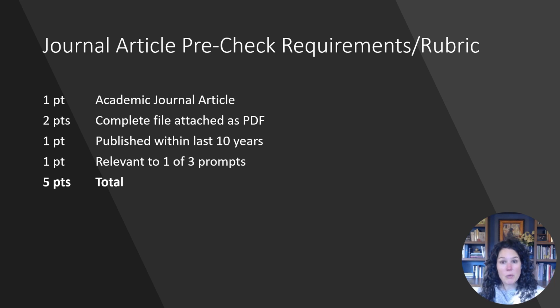Here's the pre-check requirements, and there's a corresponding rubric in the drop box. So again, we're requiring that it's an academic journal article, and that's 1 point. 2, submitting it, attaching it as the full article as a PDF file. You get 2 points for that. A point for having it published within the last 10 years, and another point for having it be relevant to one of 3 prompts. And again, it doesn't have to be 100% matched to the prompt, but it has to inform some parts of the prompt.